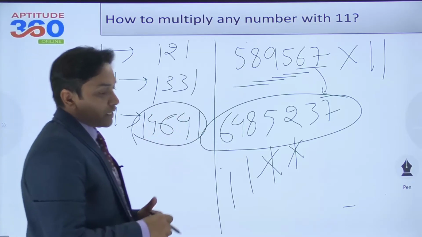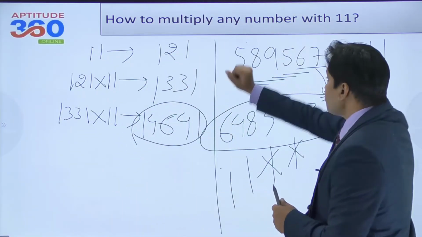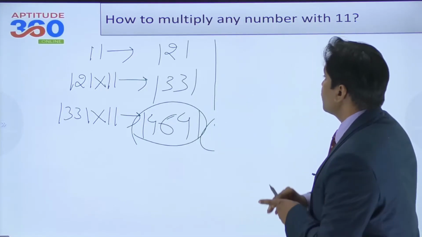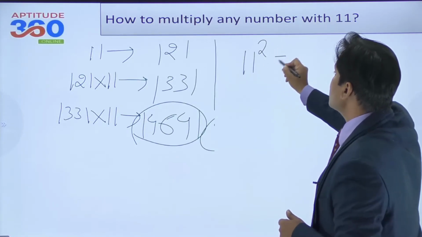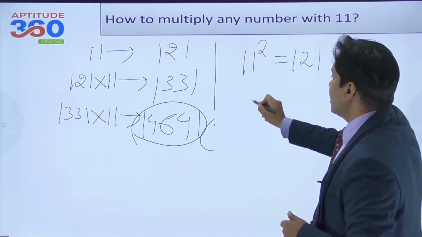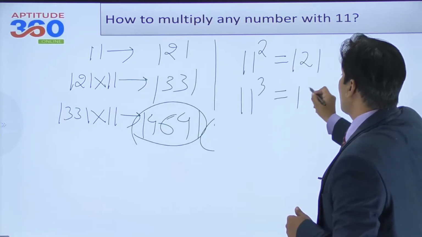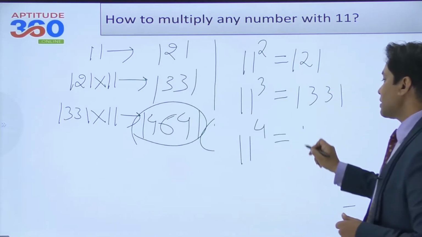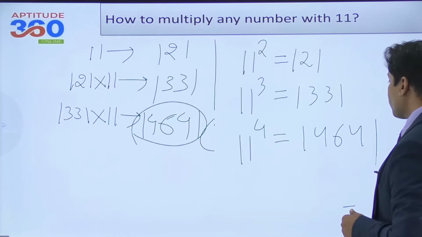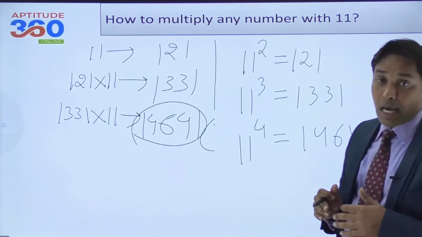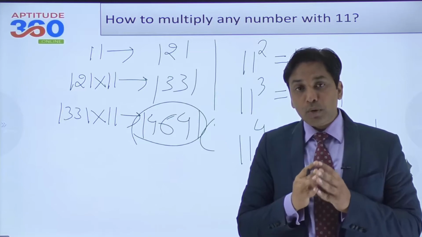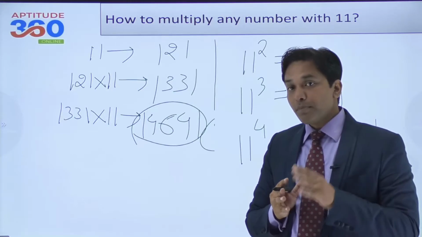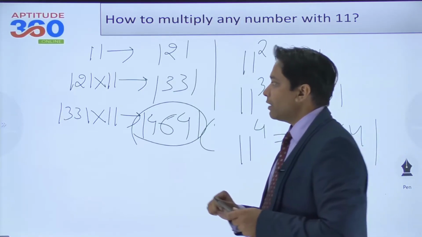So one thing that you are getting is, if you need to find out 11 square, this is 121. 11 cube is 1331. 11 to the power 4 is 14641. Know these numbers and they are going to be extremely beneficial when you're solving compound interest problems. They are going to be very, very helpful.